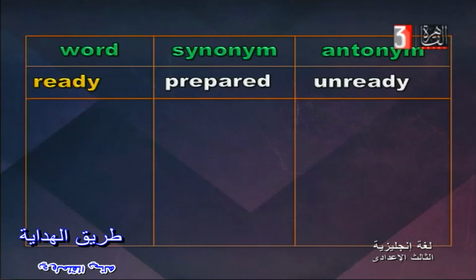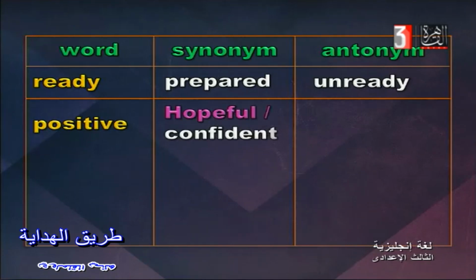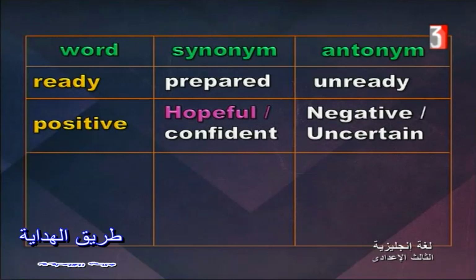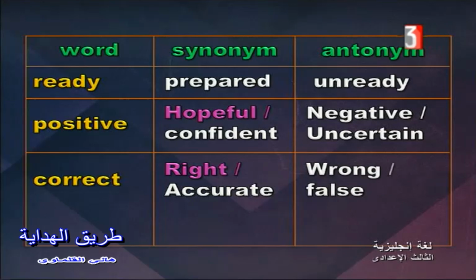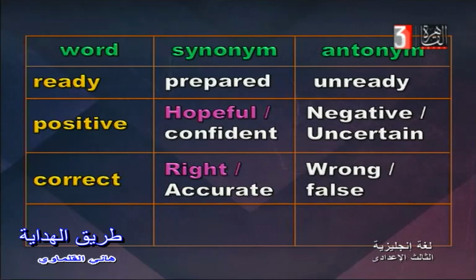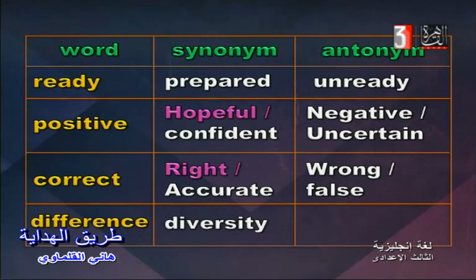Positive, إيجابي. Hopeful or confident, واثق. Negative or uncertain. We have here correct, right or accurate. The opposite would be wrong or false. We have here difference, اختلاف. Diversity. The opposite would be similarity, يعني تشابه.